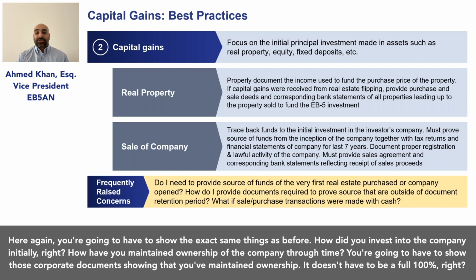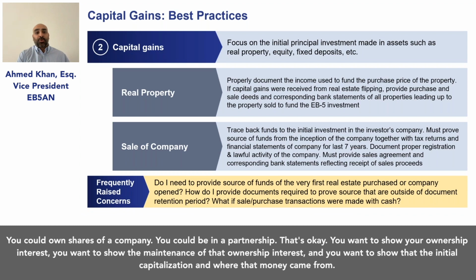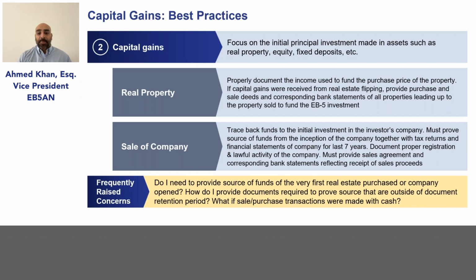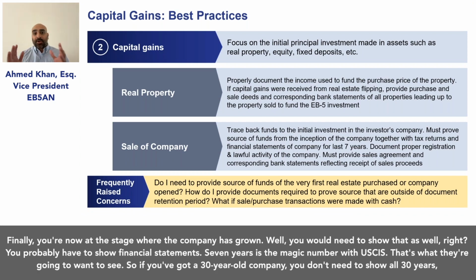Here again, you're going to have to show the exact same things as before. How did you invest into the company initially, right? How have you maintained ownership of the company through time? You're going to have to show those corporate documents showing that you've maintained ownership. It doesn't have to be a full 100%, right? You could own shares of a company. You could be in a partnership. That's okay. You want to show your ownership interest. You want to show that maintenance of that ownership interest, and you want to show the initial capitalization and where that money came from. Finally, you're now at the stage where the company has grown.